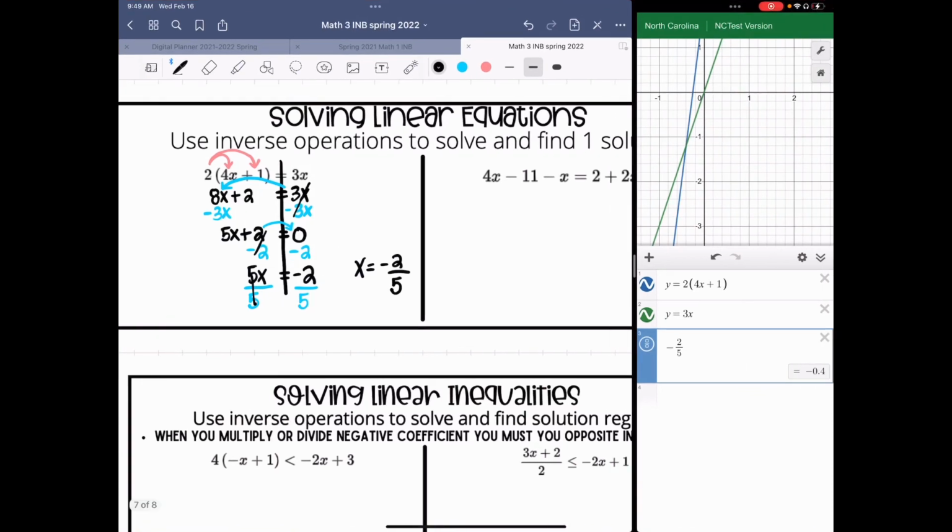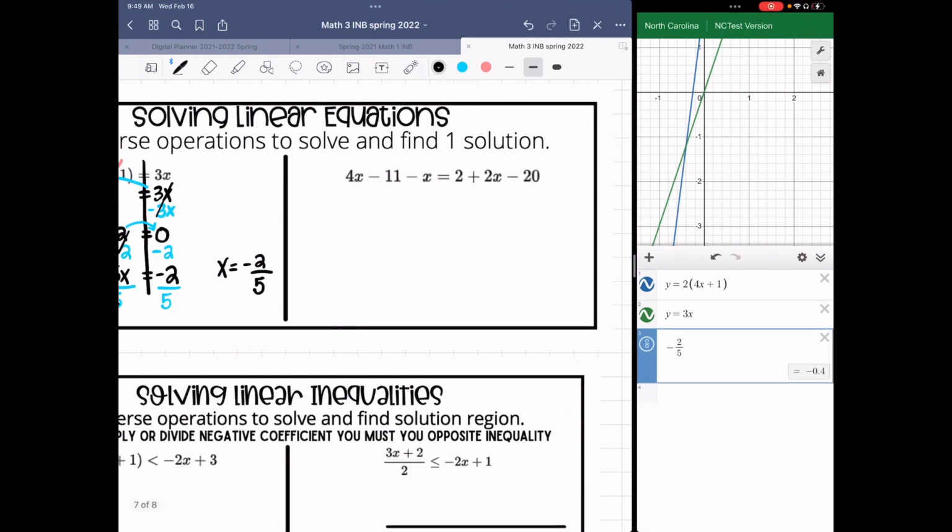All right, so let me go over to the next one. For this equation, we do not have any parentheses, so we don't need to distribute, but we do have some like terms here. On the left side, I need to combine my like terms, and on my right side, I need to combine my like terms. I can see that I have a 4x and a negative 1x. If I combine those, that's technically 4 minus 1, which is 3x minus 11.